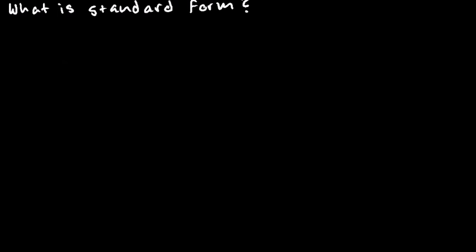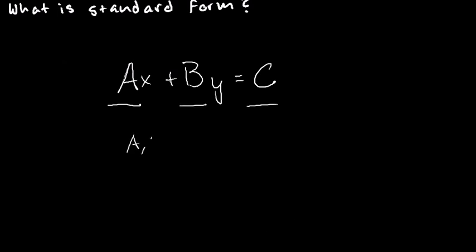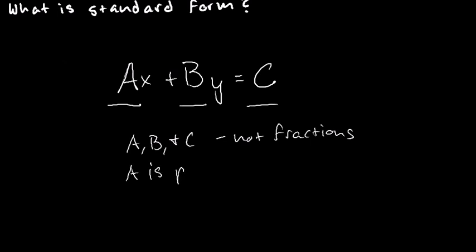Alright, standard form. This should be memorized, so you should know what this looks like. ax plus by equals c. Now I have to keep in mind, I told you guys that a, b, and c cannot be fractions. And also, I want a to be positive, because I don't want to start out on a bad foot. That's just how it is. They don't tell you that explicitly in your book, but I gave you those directions.